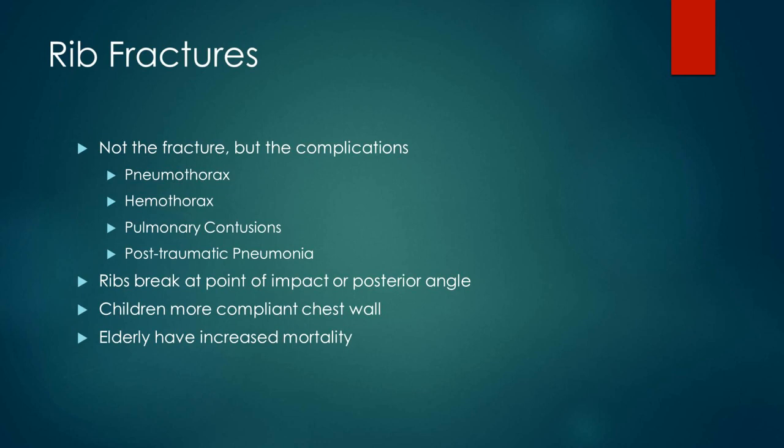Ribs typically break at the point of impact or the posterior angle. Children have a more compliant chest wall, so they likely don't have as many rib fractures, but they can still get the intrathoracic injury, like pulmonary contusions and pneumothorax, but they don't always have the rib fractures associated with it. Elderly have a significantly increased mortality from rib fractures.